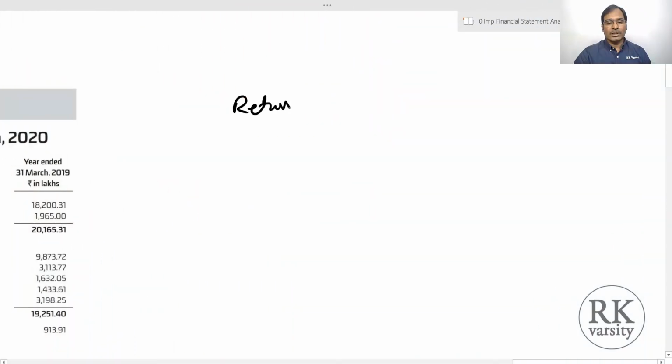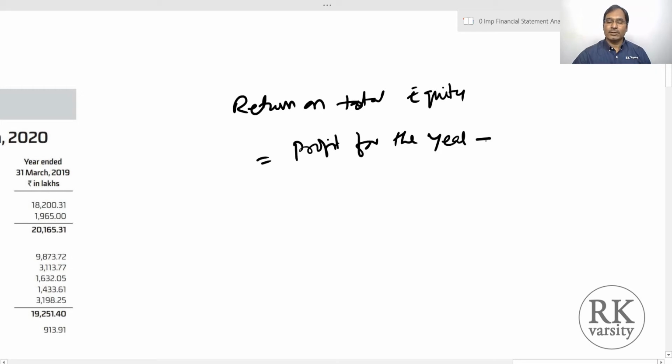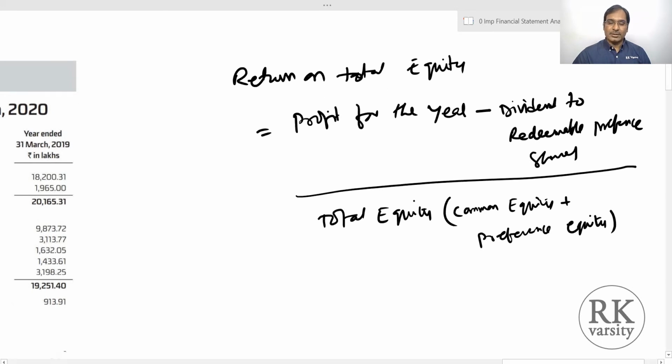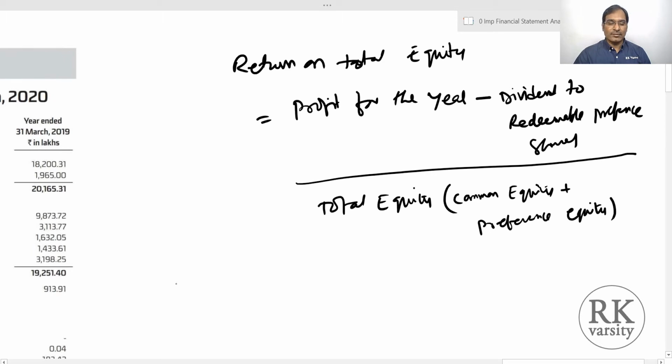The return on total equity is calculated as profit for the year, minus dividend paid to redeemable preference shares, divided by total equity. When you say total equity, this includes common equity plus preference equity which is not redeemable. For this purpose, we need two financial statements. One is your profit for the year, which you will get from the statement of income and loss, and your total equity, which you will get from the balance sheet. So two financial statements: a balance sheet and an income statement.